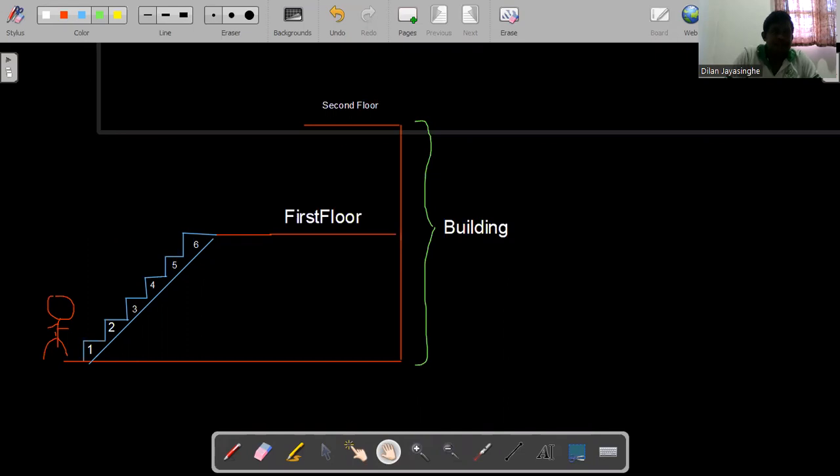Then write down the topic. Example algorithms by sequence control structure. Okay.